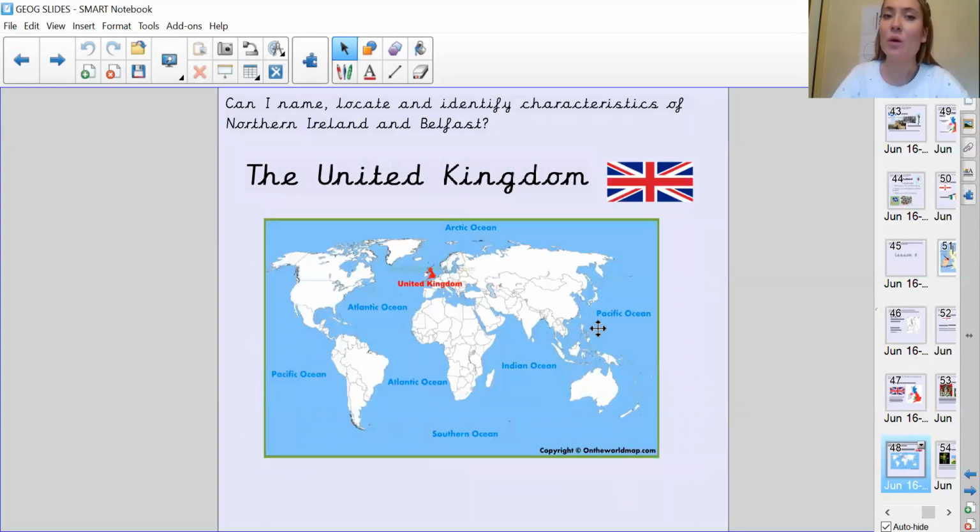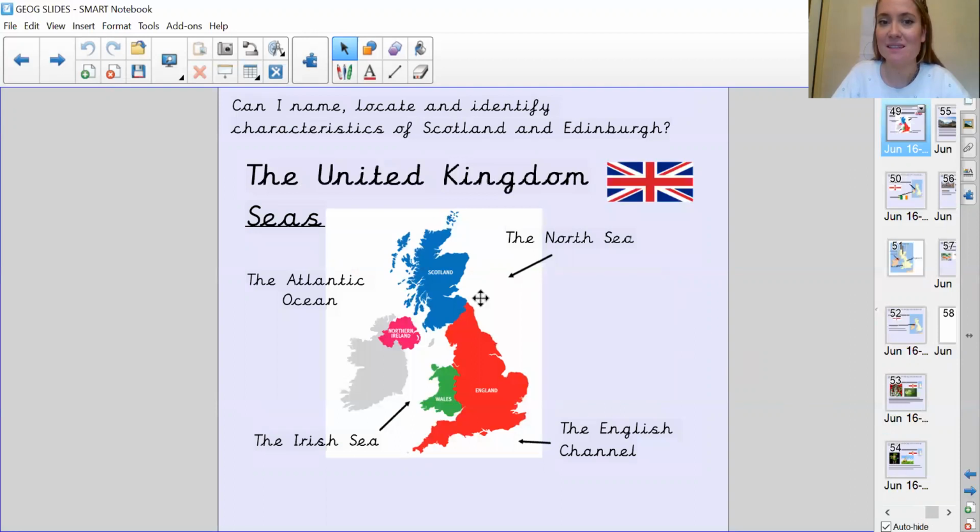And we know what continent the United Kingdom is in. That's right. It is in the continent of Europe. And we can see there it's in the continent of Europe. It's a very small island. Okay, so our objective today is, can I name, locate and identify characteristics of Northern Ireland and Belfast? So let's have a look.